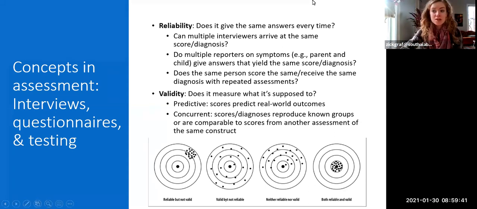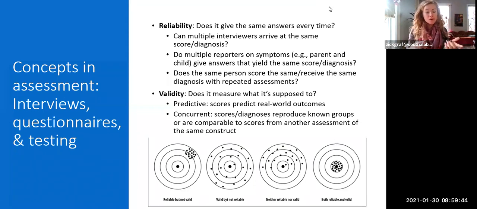With a self-report questionnaire, we might ask, do multiple reporters agree on symptoms? So for a child with ADHD, for example, we might say, does the child's English teacher and their science teacher both agree that this child has ADHD symptoms, and are their scores on this questionnaire roughly the same? We might also ask, even with the same interviewer, but over repeated assessment intervals, does the same patient get the same diagnosis or receive the same score on a self-report questionnaire?